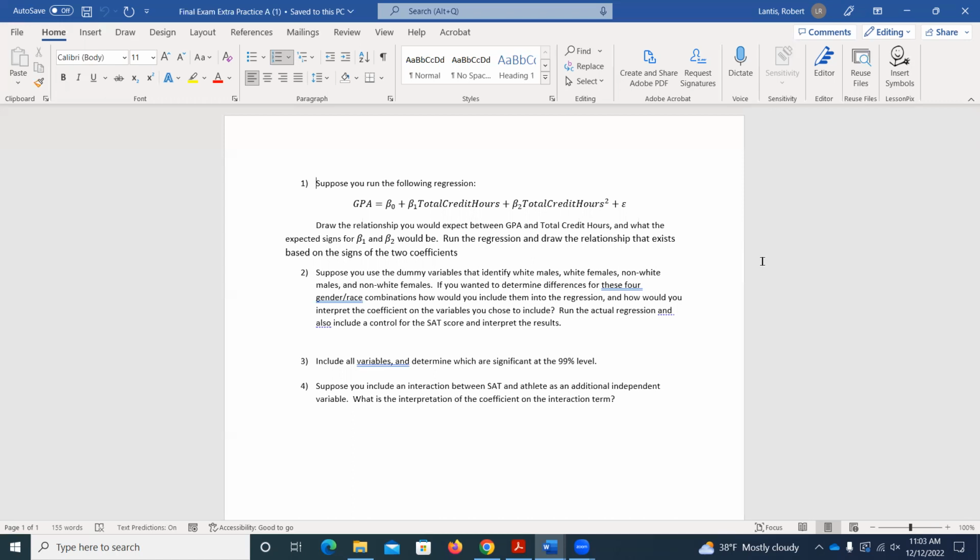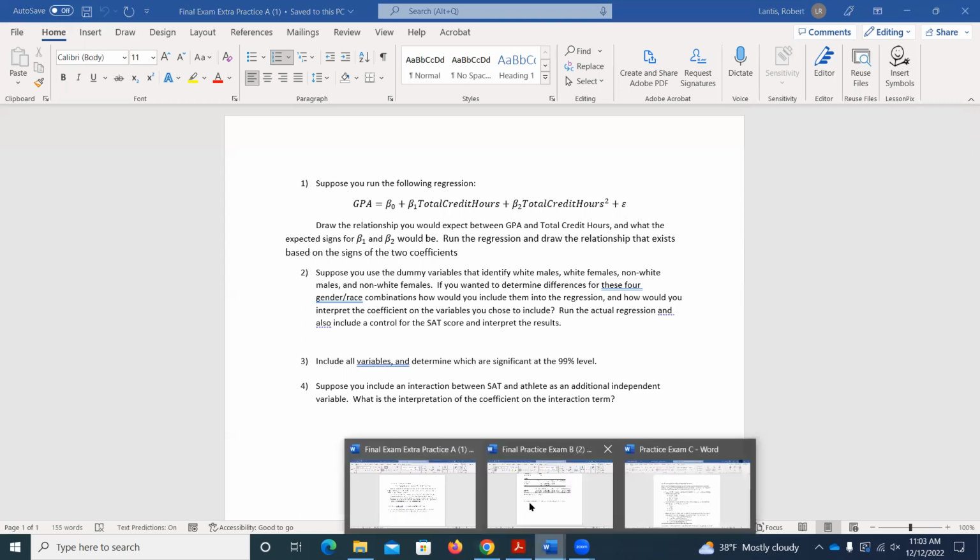So it will be a little more short answer than the previous exams, although with linear regression, a lot of that is just a function of the fact that we're doing a lot of interpretation. I'll ask you to interpret coefficients. I'll ask you maybe to make predictions. We'll go through some of that stuff here. So let's go to practice exam B.